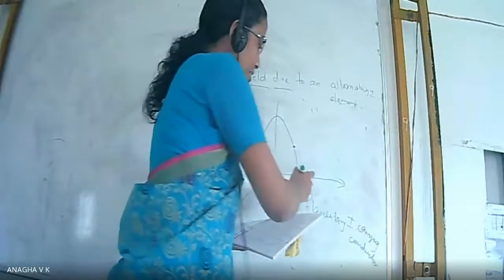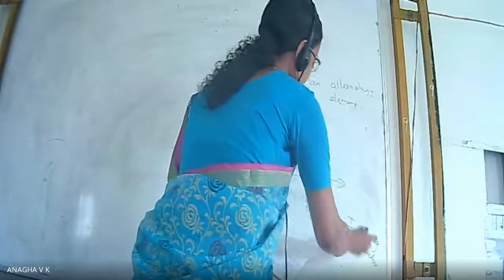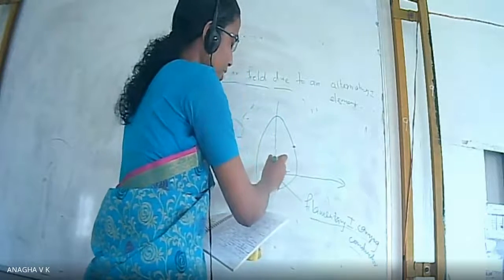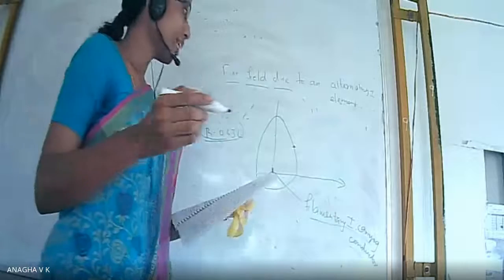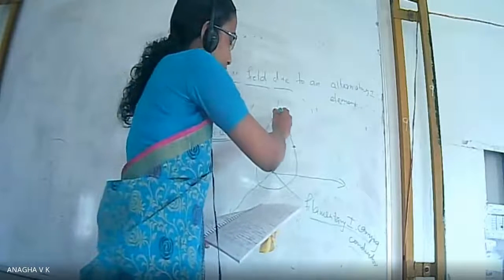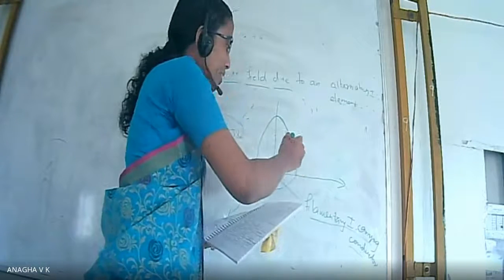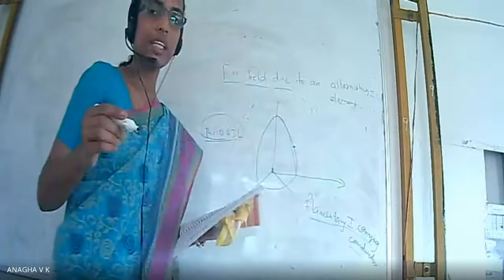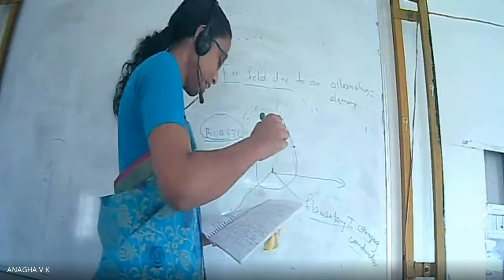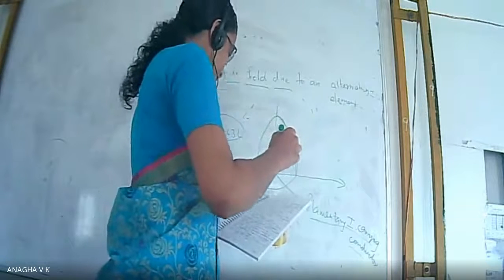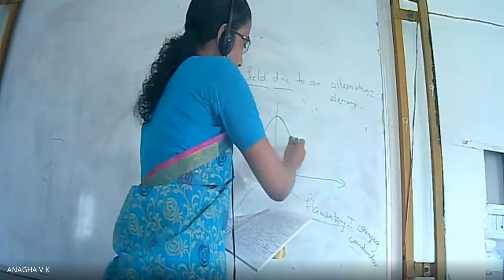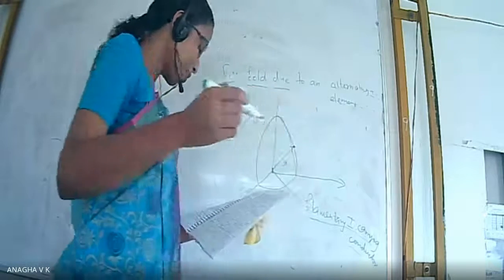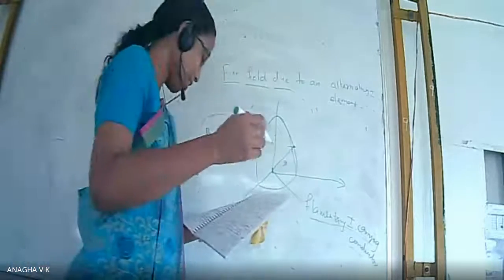So this filamentary current carrying conductor is placed at the origin. A magnetic field is induced here, and we are considering a point in the far field region, the distance from the origin of which is small r.